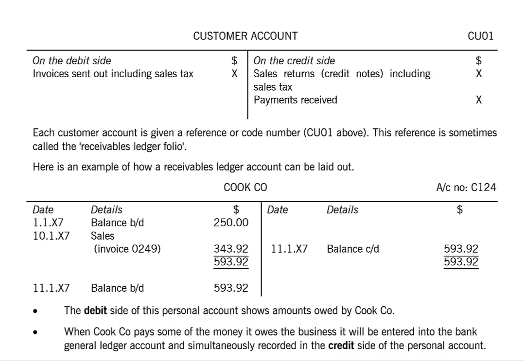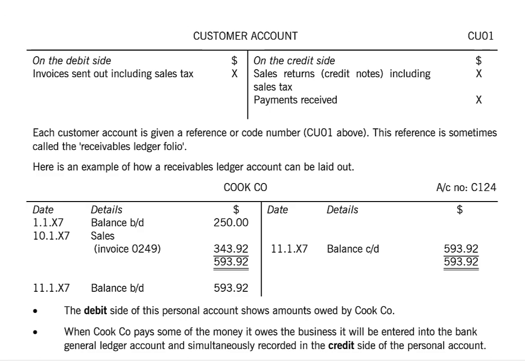Exam recommendations for Lesson 1.4. 1. Learn the rule for customer accounts. Invoices go on the debit side of the customer account. Payments and credit notes go on the credit side of the customer account. 2. Remember the word gross. Invoices include sales tax, so they are normally recorded as gross amounts in the customer account.